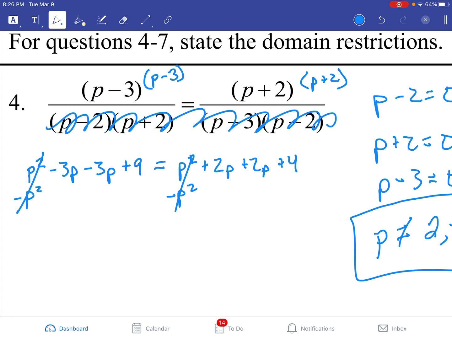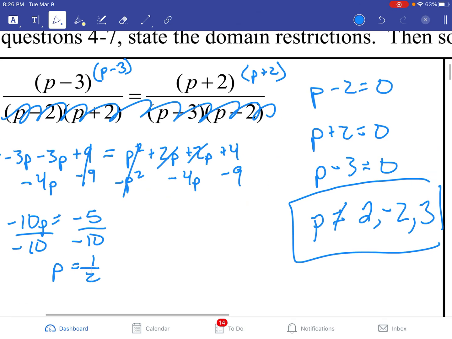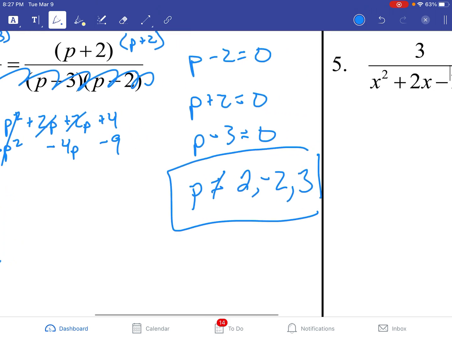So now I'm going to take the 4p total on the right-hand side, subtract it, and bring it over to the left, and I'm going to subtract 9 and bring it to the right. So, negative 3 minus 3 is negative 6, minus 4 is negative 10p, equals 4 minus 9, which is negative 5. Divide both sides by negative 10, and p will equal 1/2. Now, 1/2 is not 2, negative 2, or positive 3, so that works as an answer. Had it been 2, negative 2, or positive 3, it would have been no good as an answer because it was restricted by the domain.